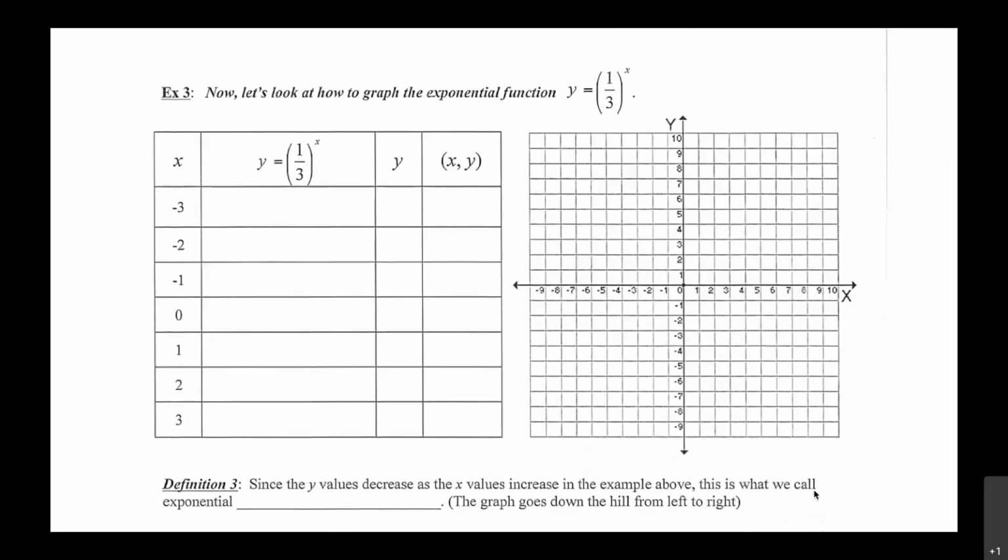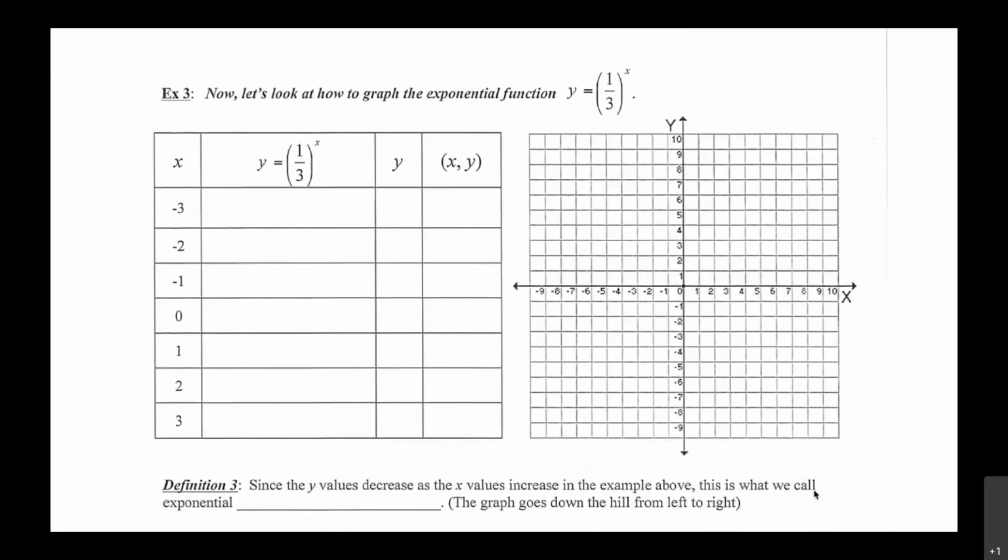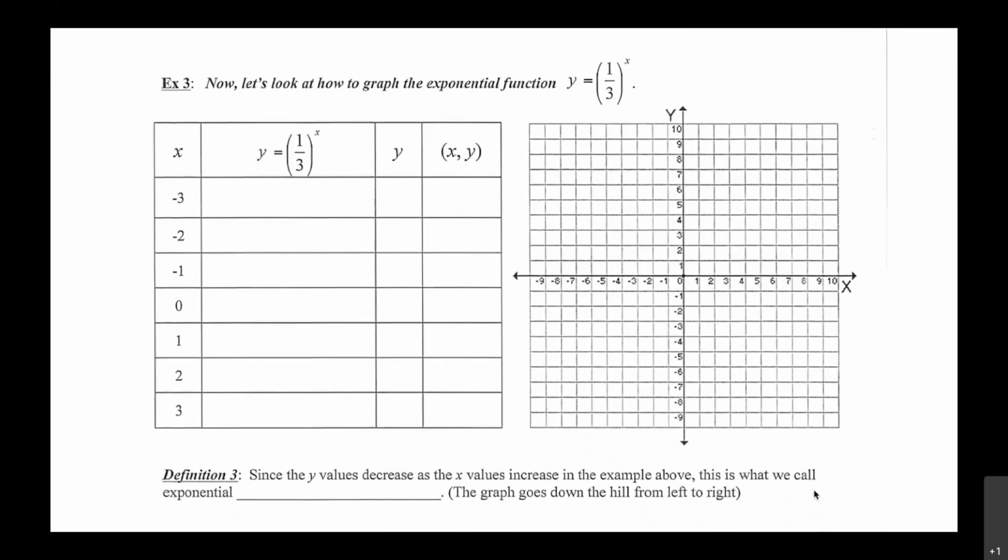Let's take a look. The difference now is instead of going from 3 to the x, now we're going to take a look at 1/3 to the x power. So a couple of quick things mathematically as we plug this in. If I plug -3 in, we would have 1/3 raised to the -3rd power. We're plugging in -3 for the exponent.